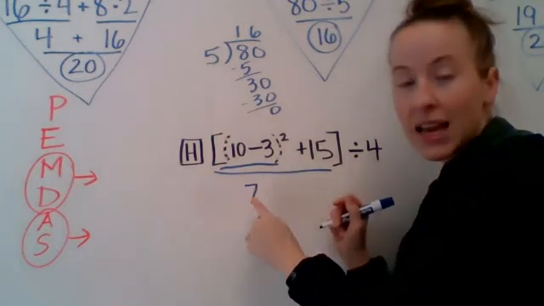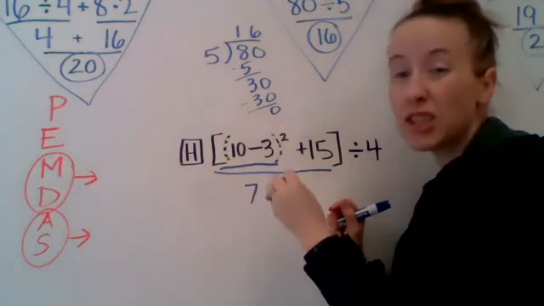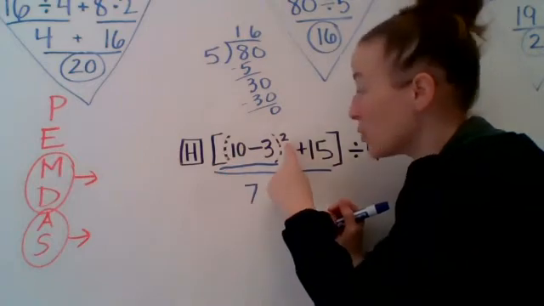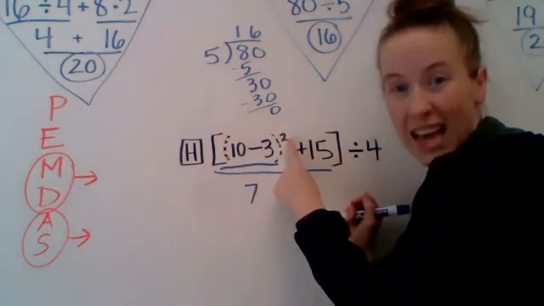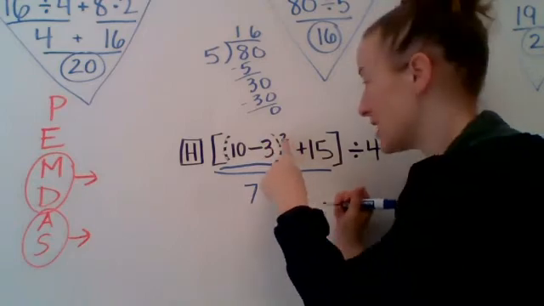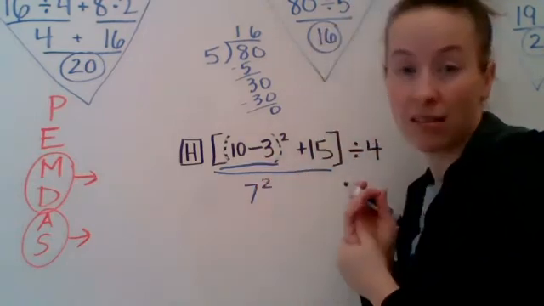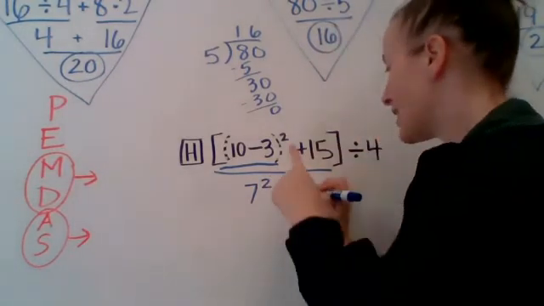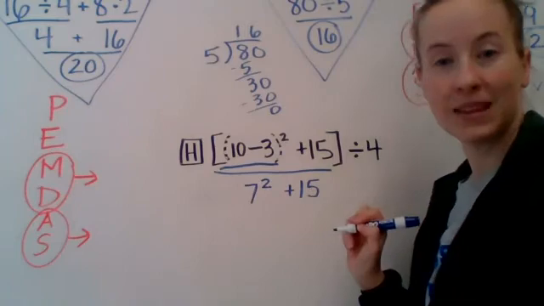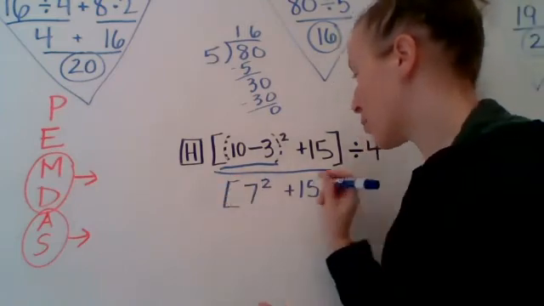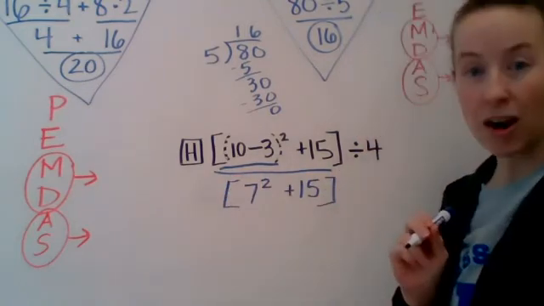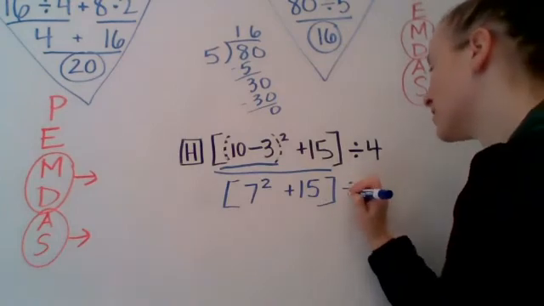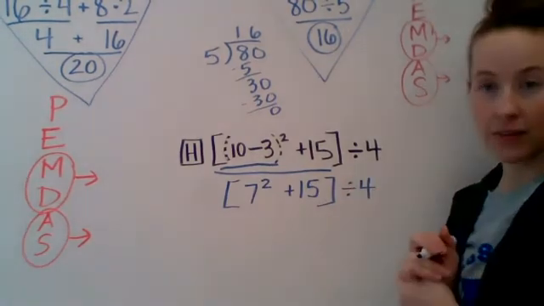We got a 7. Now, when those fall down, we still have to use everything else around it though. So we still have this exponent 2. Since it was stuck to these parentheses, it's going to stick to this 7. So we've got a 7 squared now. Now I still want to bring down this plus 15. I still have these big brackets around that whole group. And we have a divide by 4 hanging out on the end.